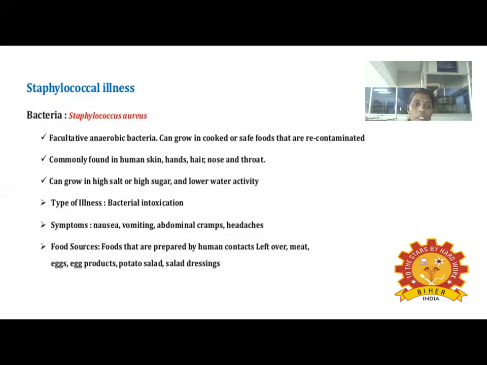This bacteria is commonly found on human skin, hands, hair, nose, and throat. It can grow in high salt or high sugar and lower water activity. The type of illness is bacterial intoxication. The symptoms are nausea, vomiting, abdominal cramps, and headache. Food sources are foods prepared by human contact: leftover meat, egg, egg products, potato salad, and salad dressings.